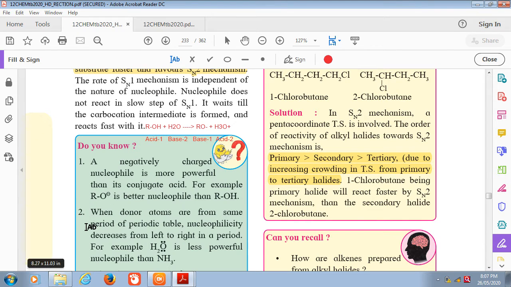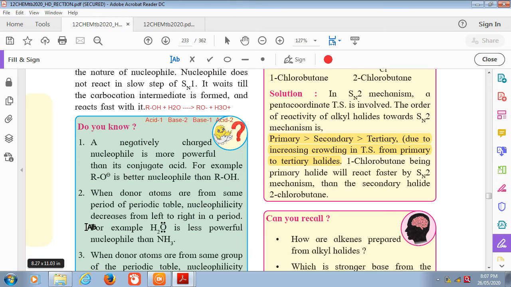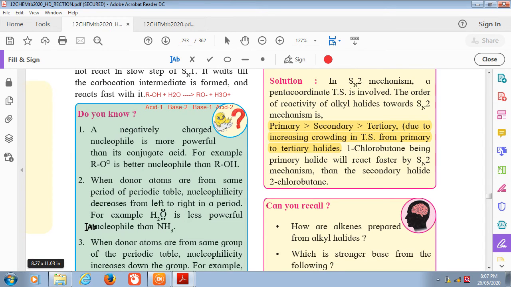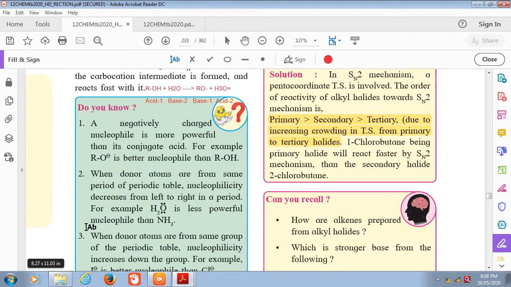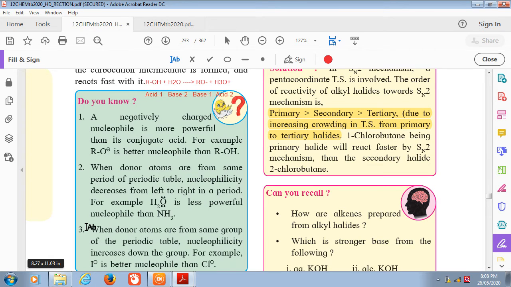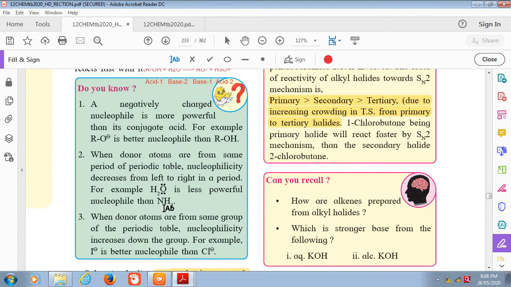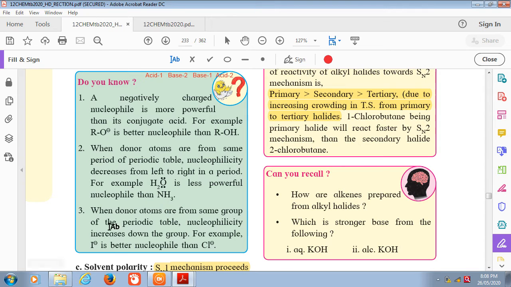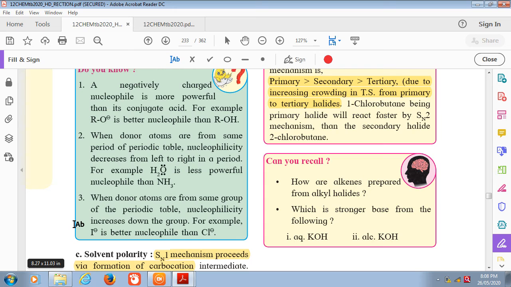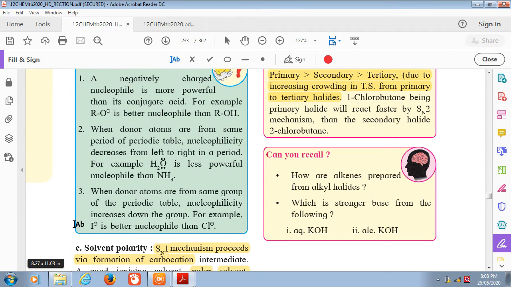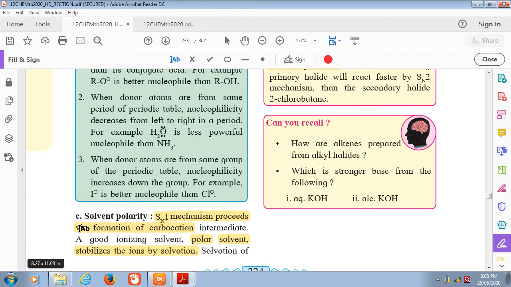When donor atoms are from the same period of the periodic table, nucleophilicity decreases from left to right in the period. For example, water is a less powerful nucleophile than ammonia. When donor atoms are from the same group of the periodic table, nucleophilicity increases down the group. For example, I minus is a better nucleophile than Cl minus.